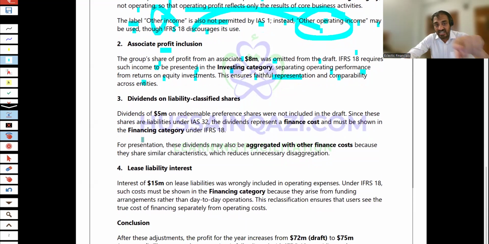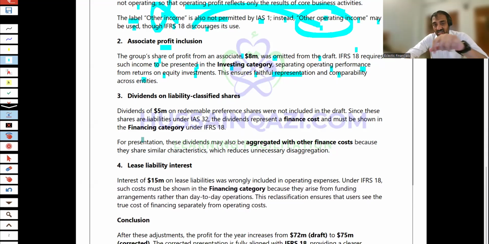Dividends, next point: dividend on liability-class shares. Dividend of 5 million on redeemable preference shares was not included in the draft. Was omitted. Since these shares are liabilities under IAS 32, the dividend represents finance costs. That's not about IFRS 18. It's about IAS 32, and it must be shown in the finance category.